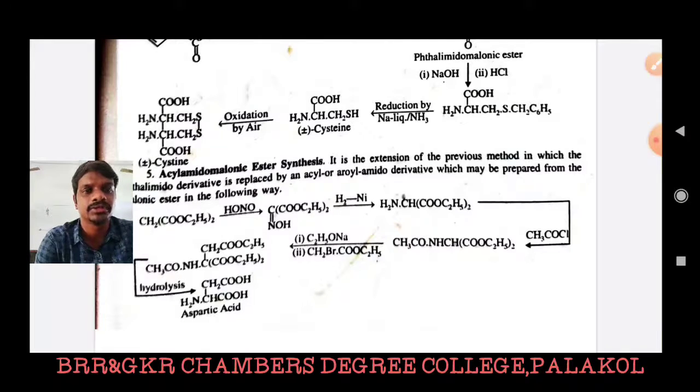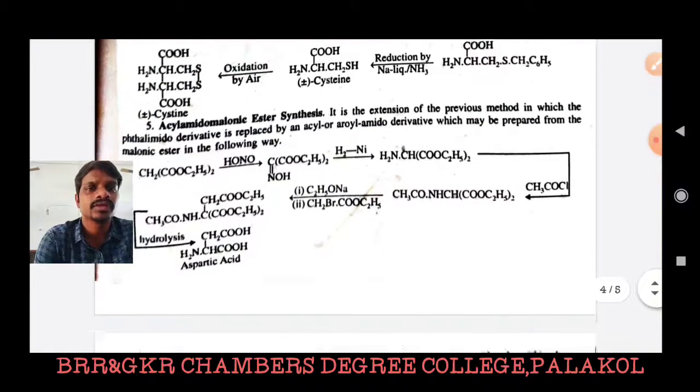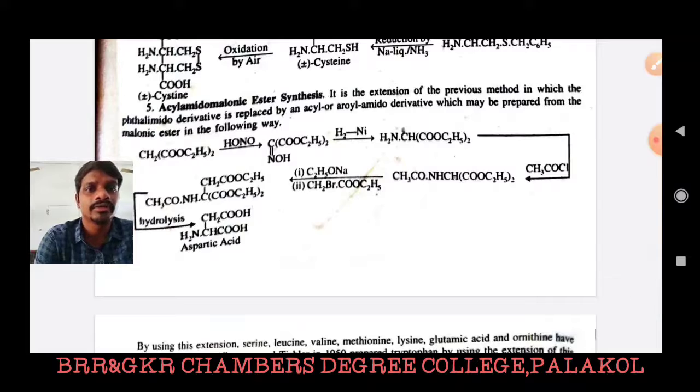What is the previous method? Phthalimidomalonic ester synthesis. Here the phthalimide group is replaced by an acyl imido group. It is an extension of the previous method in which the phthalimide derivative is replaced by an acyl or aryl imido derivative, which can be prepared from the malonic ester. How can we prepare the acyl imido derivative from malonic ester?